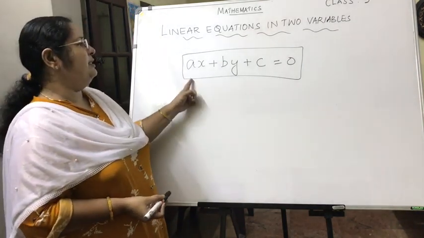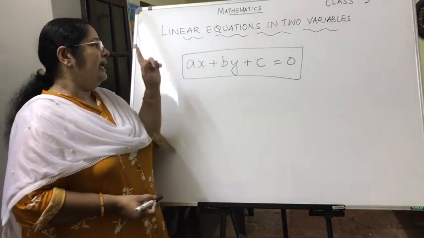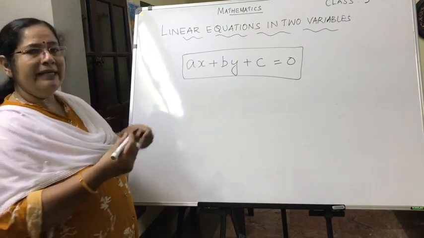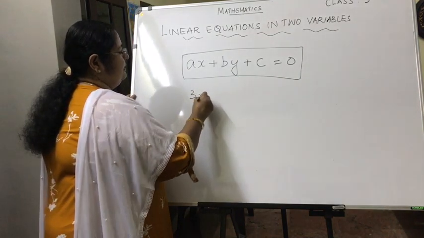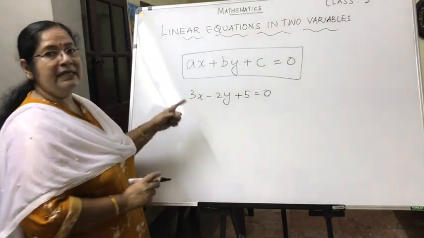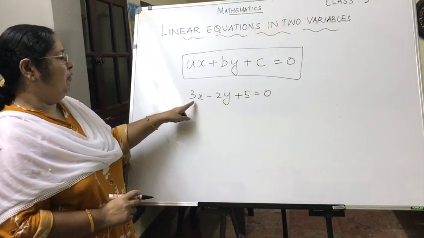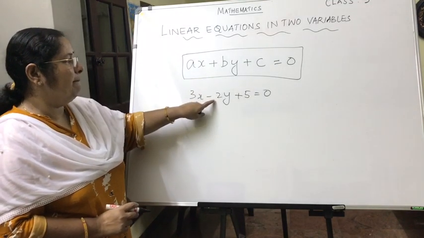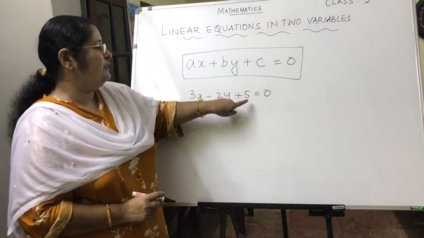So a linear equation in two variables has the general form ax plus by plus c equals 0. One example: 3x minus 2y plus 5 equals 0. What is the value of a here? 3. What is the value of b? -2. And what is the value of c? +5.